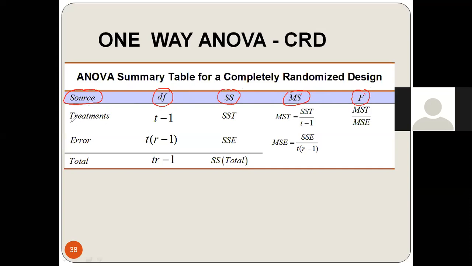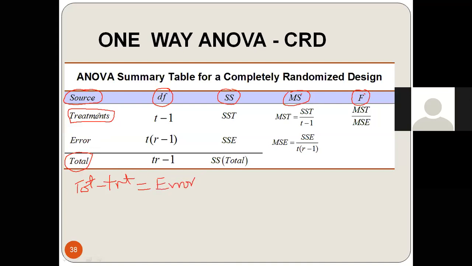So here, what are the major components? Treatment is one of the components. Can you remember in regression? Regression came as one of the sources of variance. So here it is treatment. Then you have the total. Total minus treatment will give the error component, right?